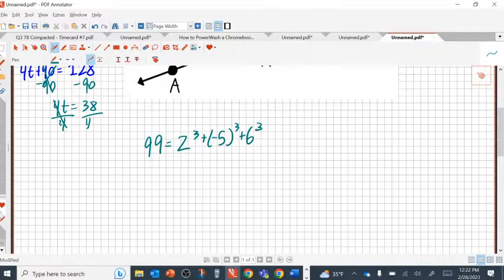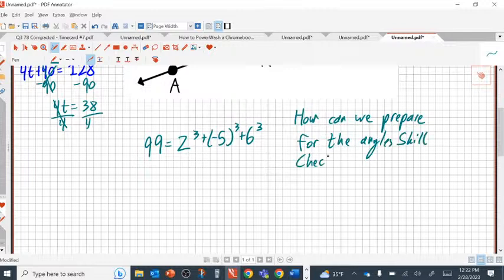Let's see here. What is our essential question? I would love to get that from table G, but there's no one at G2 at the moment. Oh, there we go. Denise, what is our first essential question today? How can we prepare for the angles skill check tomorrow? Tomorrow is Wednesday.